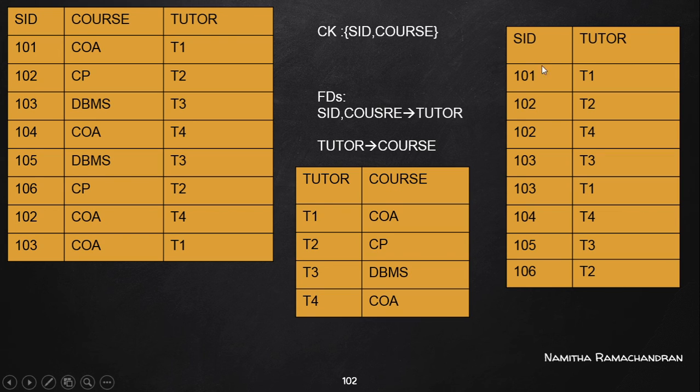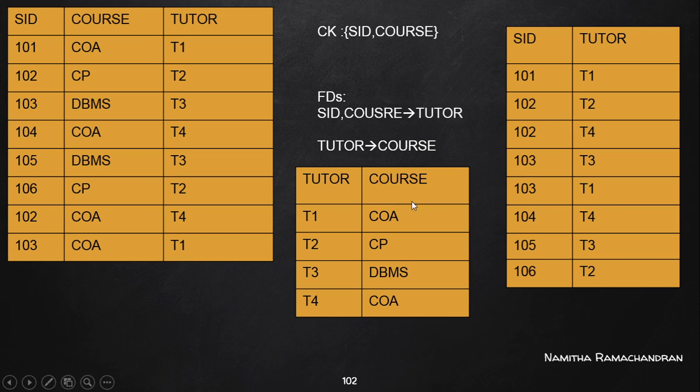So here we have the SID and tutor attributes. Why is this tutor attribute selected instead of our course attribute? If we choose the course attribute here instead of this tutor, what happens? We can make a relation using this course attribute. Using this course attribute, we can define a relation from this table to this table.